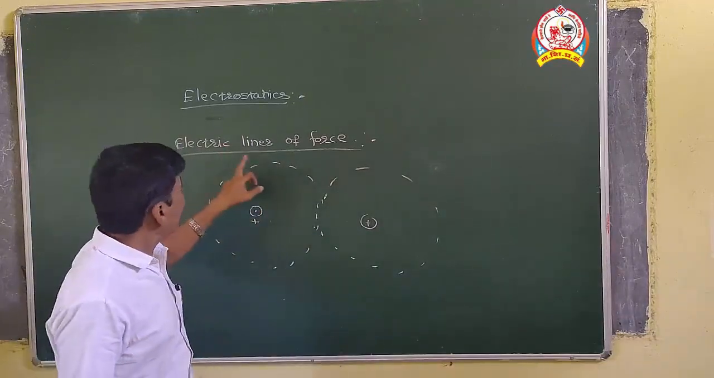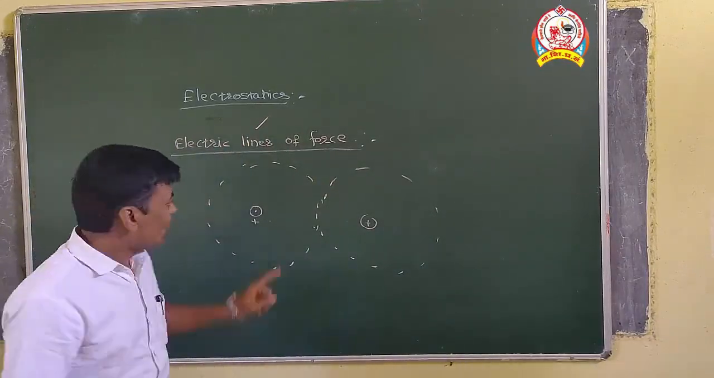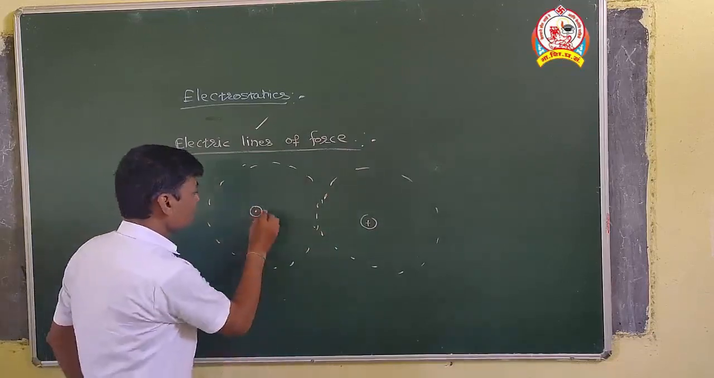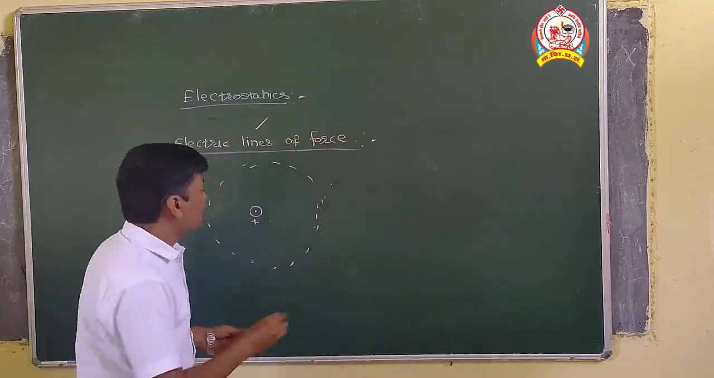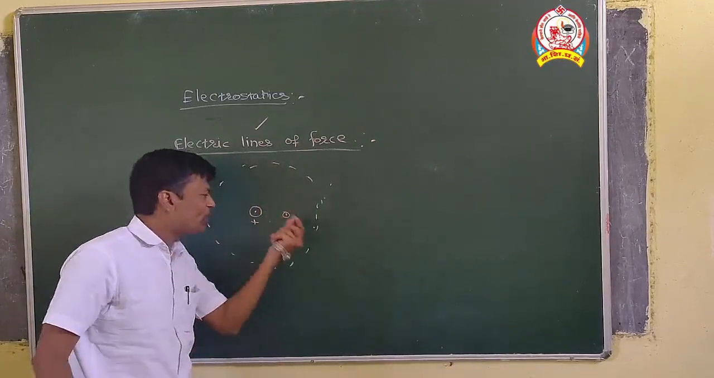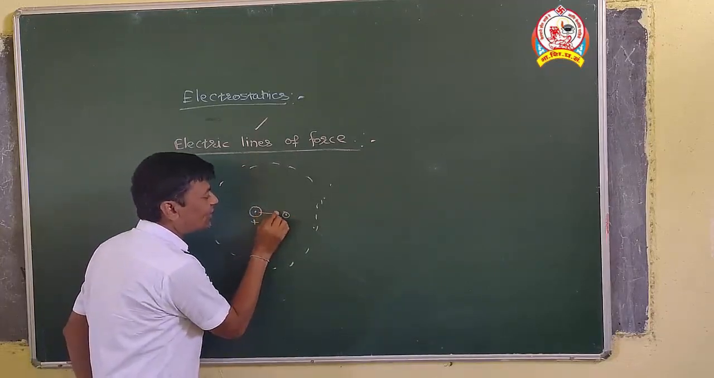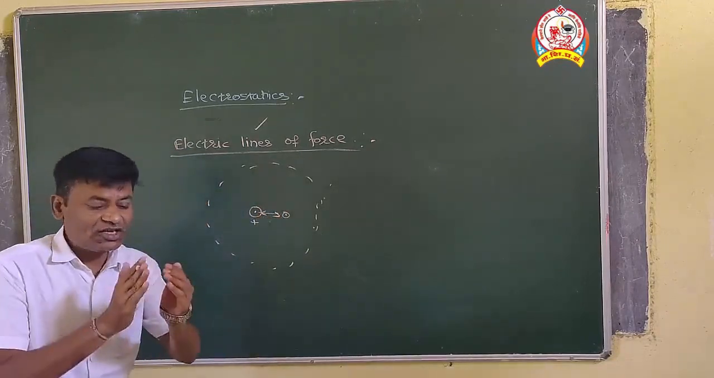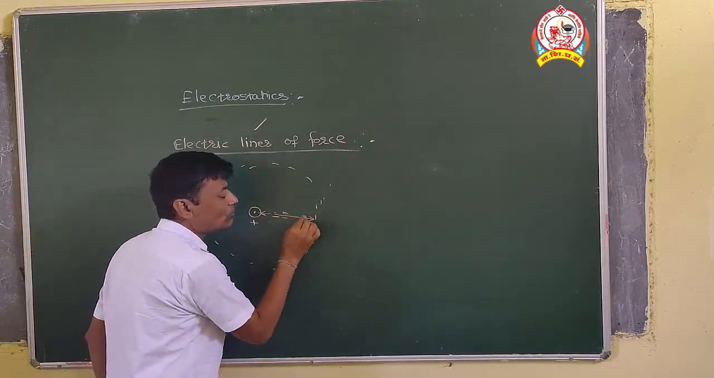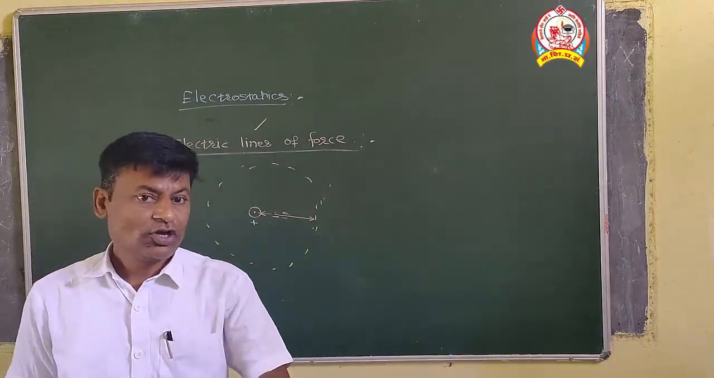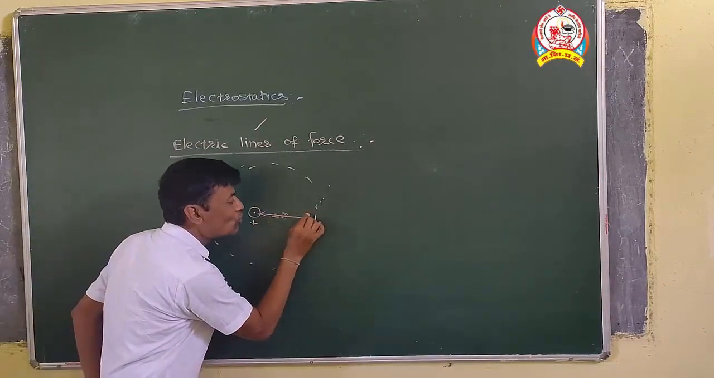Now I explain the electric lines of force. These lines are important. So how are they generated? Here we consider two positive charges. Suppose I place one positive charge inside the field, inside this positive field. There is repulsion between them. Due to that repulsion, this positive charge slowly moves along those paths.